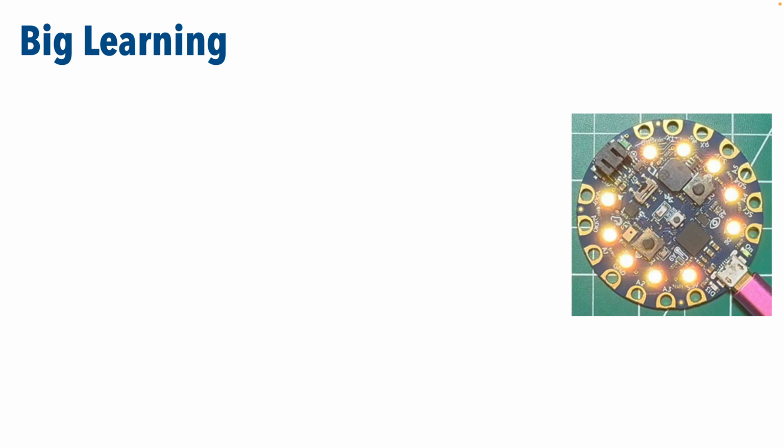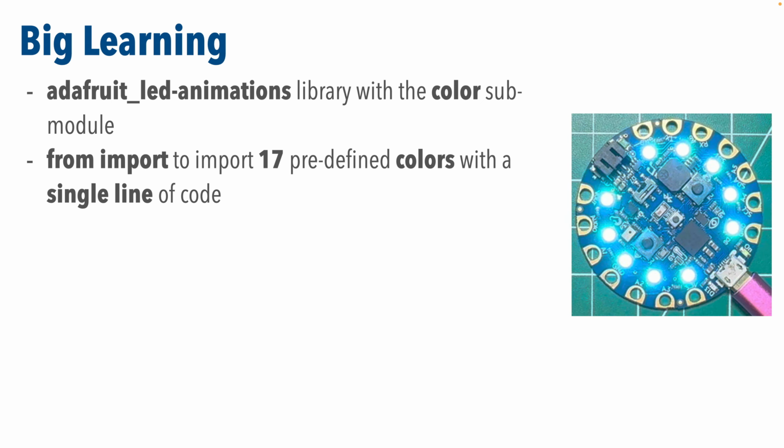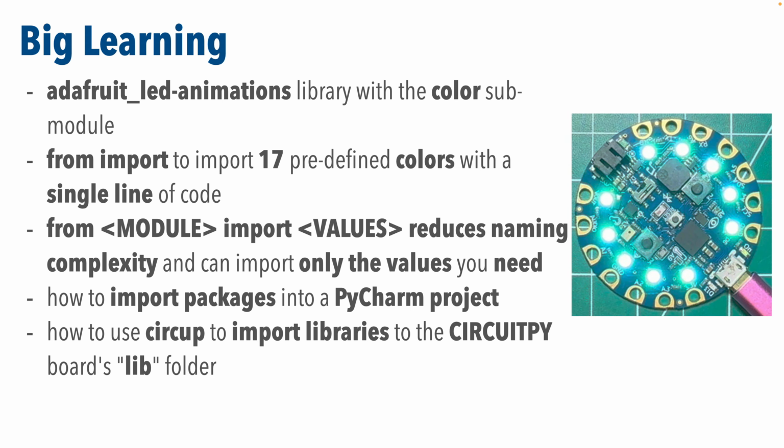Lightmeisters, there was more big learning in this lesson. We used the Adafruit LED animation library's color submodule, and we used the from import statement to import 17 predefined colors with a single line. And we learned how to use from module import values to reduce naming complexity and import only values we need. We also reviewed how to import packages into a PyCharm project and how to use CircUp to import libraries into the CircuitPy board's lib folder, and we learned to use the backslash line continuation character.